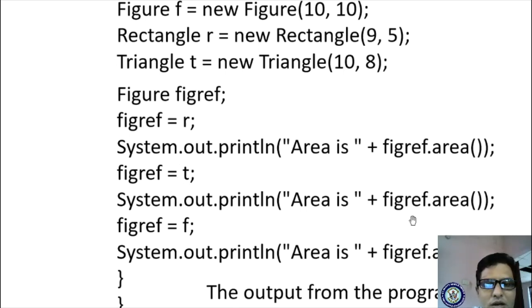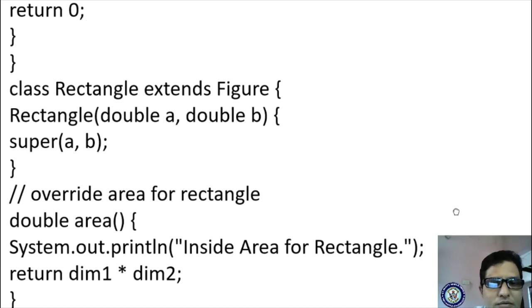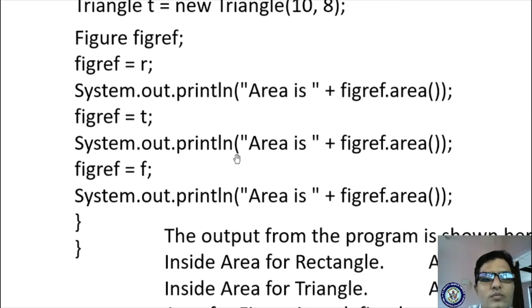Now I am calculating figureref.area. This declared variable of the Figure class means you have declared the object but you have not created it. This variable will point to the object of Triangle. So through this I can access the method of Triangle. I can access the area, meaning I am accessing the Triangle area method, and this double area method overrides the Figure method. So now it will display the area: half into length into breadth, 10, 8, 10 into 8 by 2, that is 40.